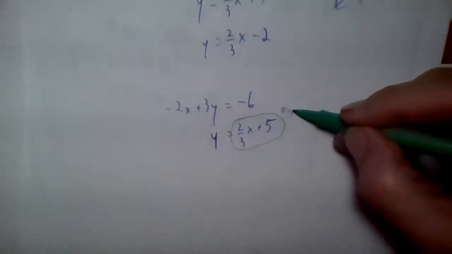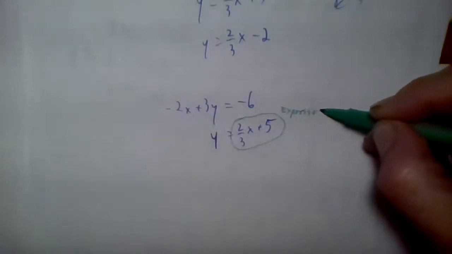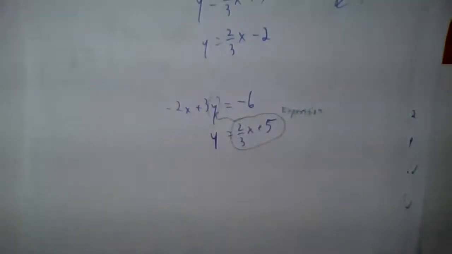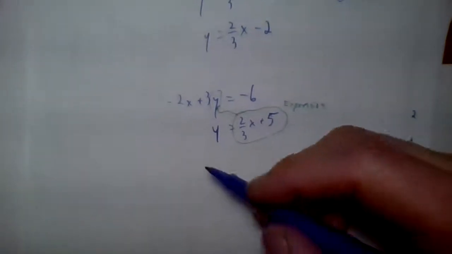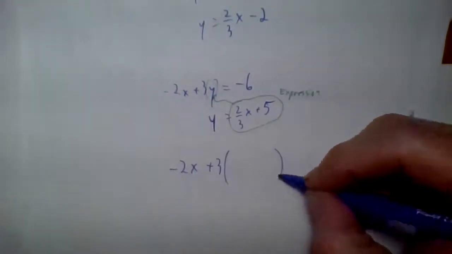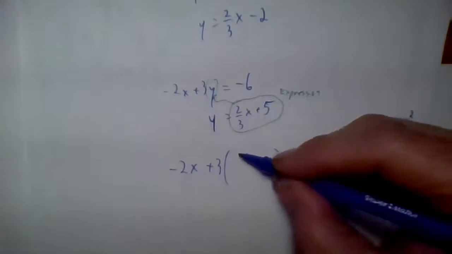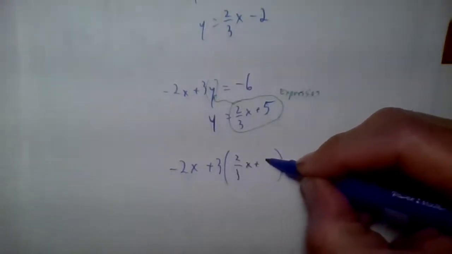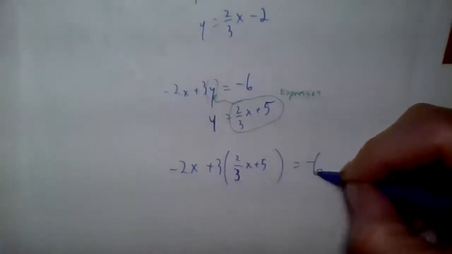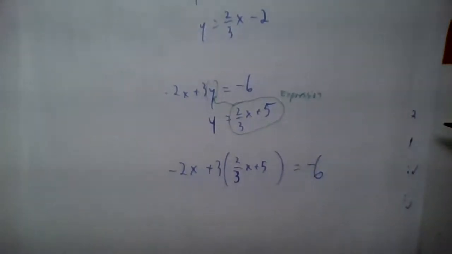I have this expression. I can substitute in for y, so that's going in place of y. Put the container there, see what you get. What it looks like ought to work just fine. Let's see what happens. So it becomes negative 2x plus 3 times y, which is 2/3 x plus 5. I don't write it as y anymore because I have a name for it. And that gives me an equation that doesn't have any y's anymore. And I can solve for x, except, well, let's see what happens.